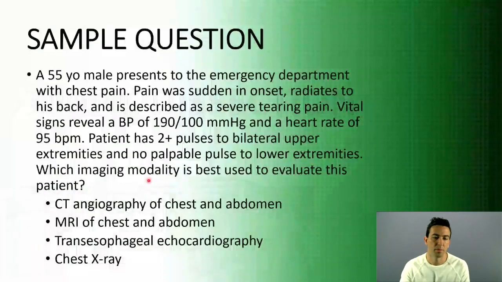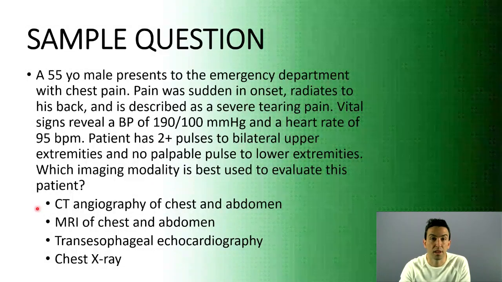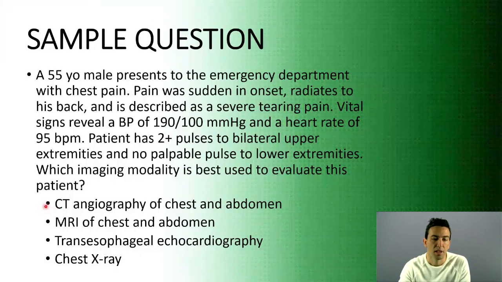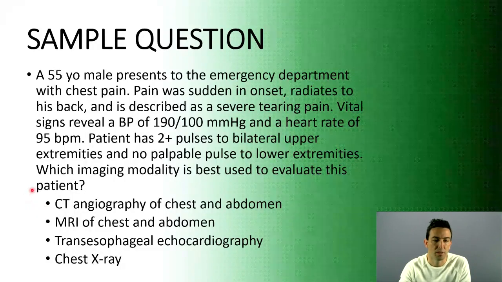Let's start off with a question stem here. A 55-year-old male presents to the emergency department with chest pain. Pain with sudden onset, radiates to his back, described as a severe tearing pain. Vital signs reveal blood pressure elevated 190/100. Heart rate is 95 beats per minute. Patient has 2+ pulses to bilateral upper extremities, no palpable pulses to the lower extremities. Which imaging modality is best used to evaluate this patient?